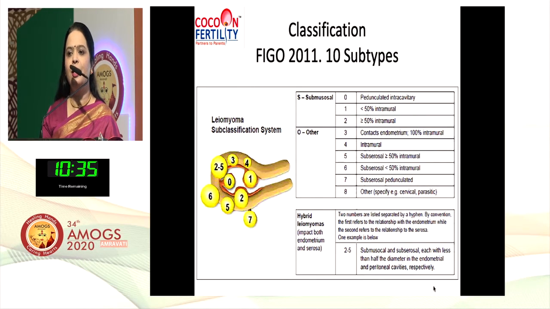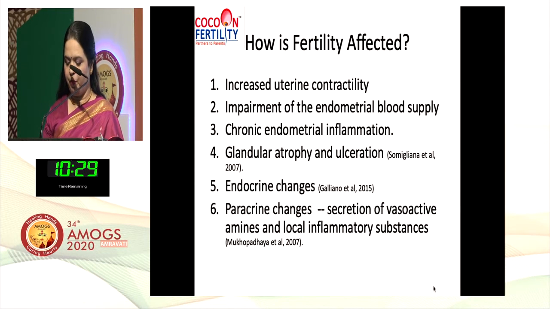The classification and description is widely available on Google, so I'm not discussing this slide, but I'm going to go on to the next one. Sorry. Okay, so my slide has got a little misplaced, but it'll come later. Before that, let us see how does fertility get affected because of fibroids.